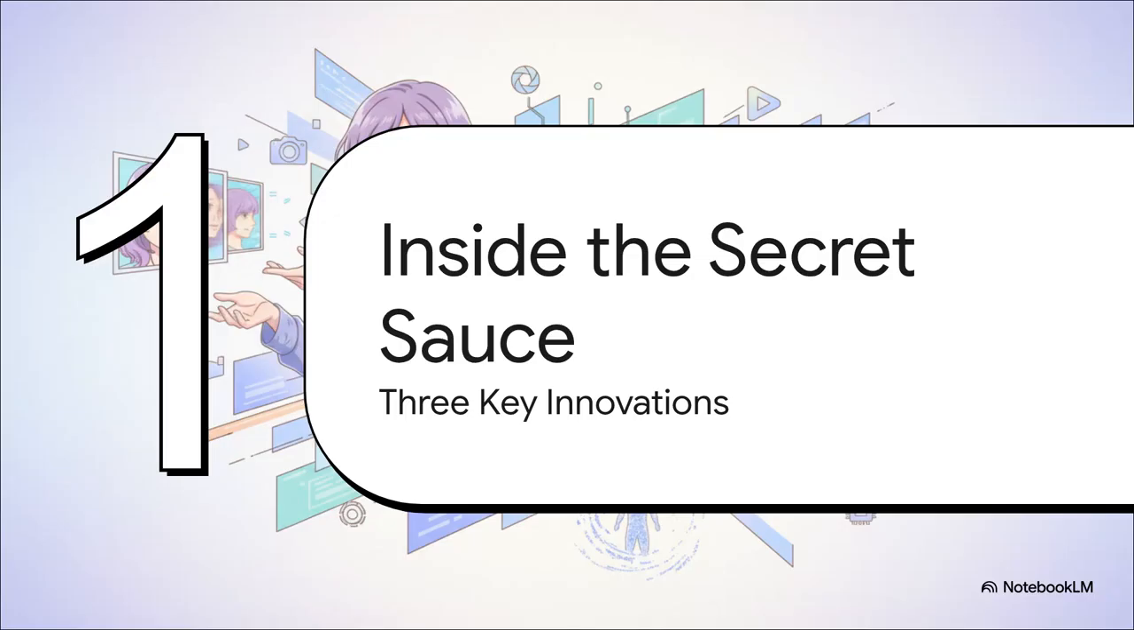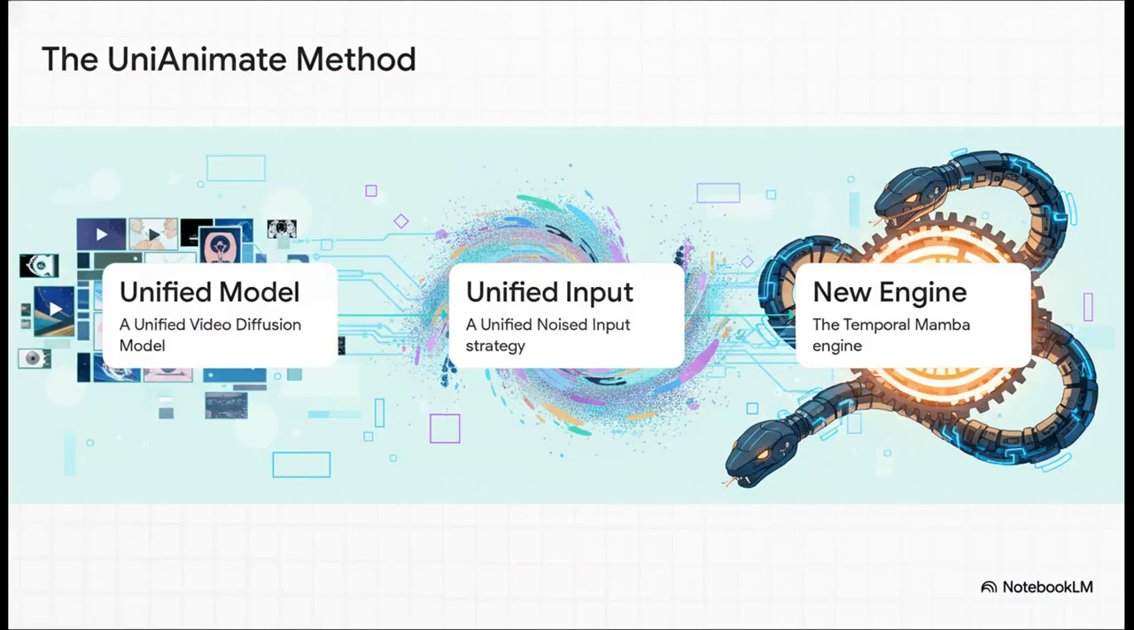All right, it is time to pop the hood and see what really makes this thing tick. We're going to look at the 3 key ingredients in UniAnimate's secret sauce. These are the innovations that set it apart from everything that came before it. So here are the 3 big ideas. First, a unified model that keeps everything in perfect sync. Second, a pretty clever trick for feeding the AI information. And third, a super efficient new engine called the Temporal Mamba. Let's break down what each of these really means.